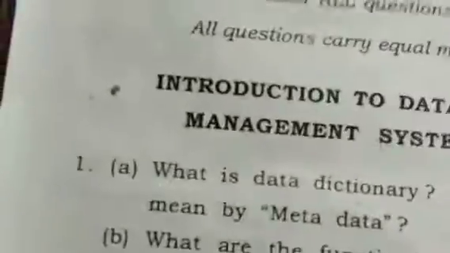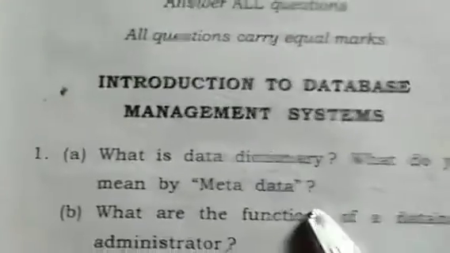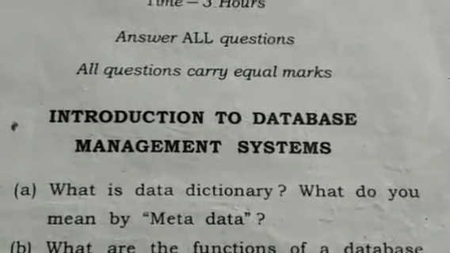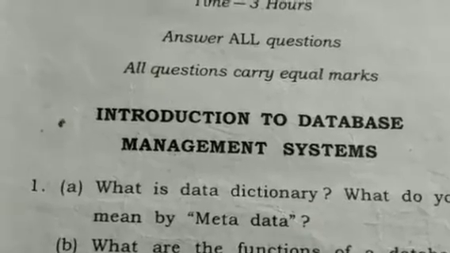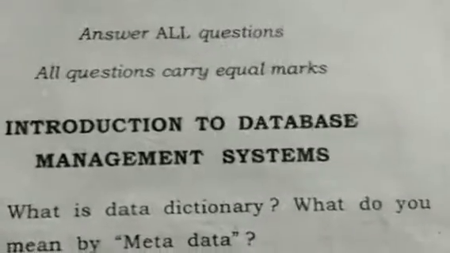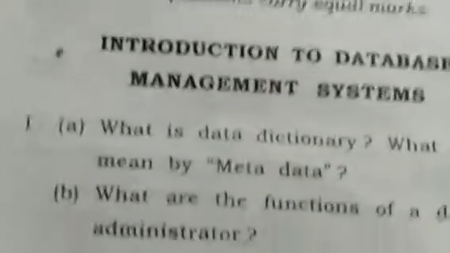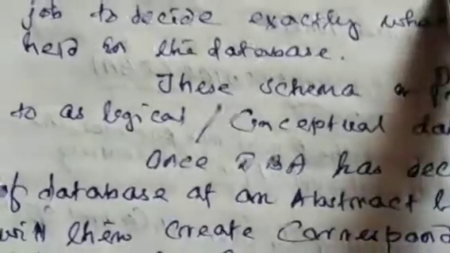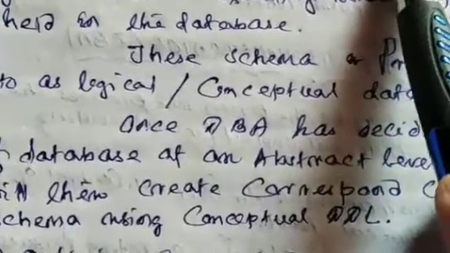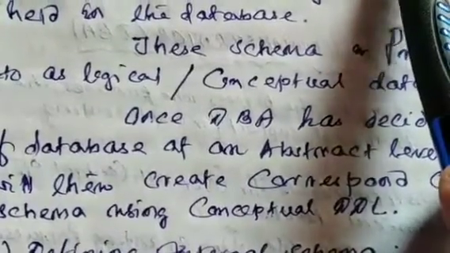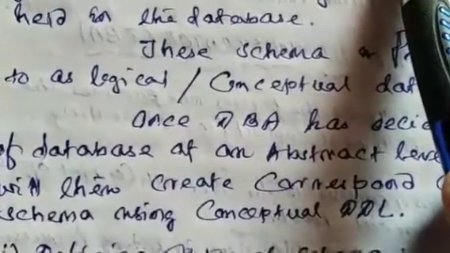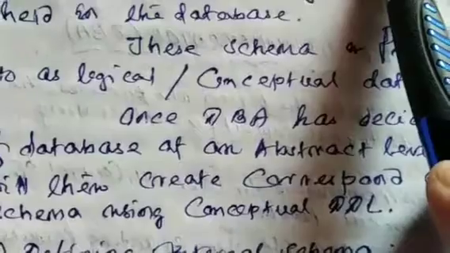So the first question was the data dictionary, and what do you mean by metadata. The second question: what are the functions of the database administrator? We have already discussed the database administrator, and we have also dictated in the notes the functions of the database administrator. First one, defining the conceptual schema. The conceptual schema is defined by the database administrator, who works at the conceptual level, the middle level.